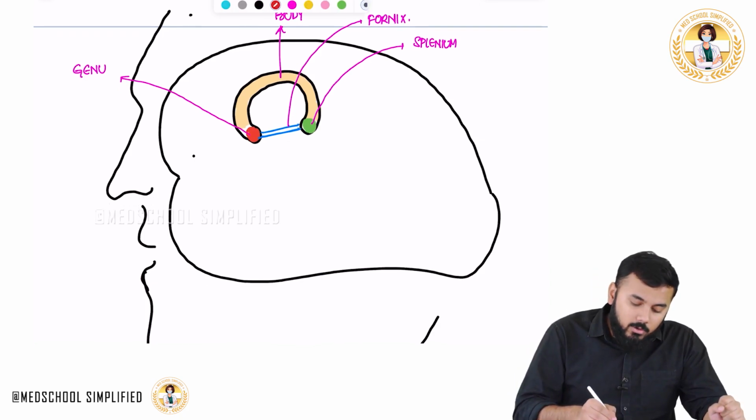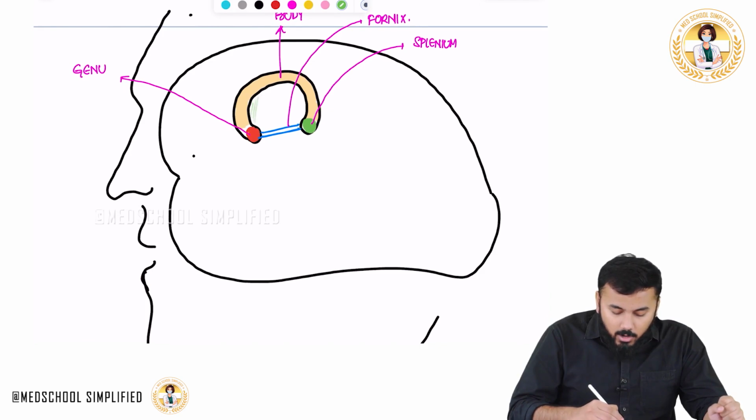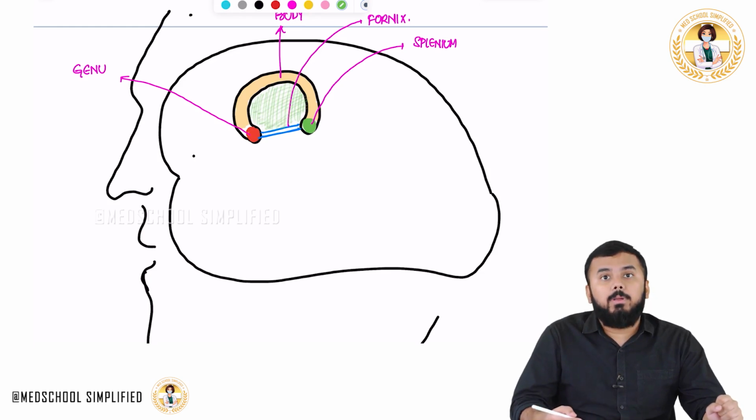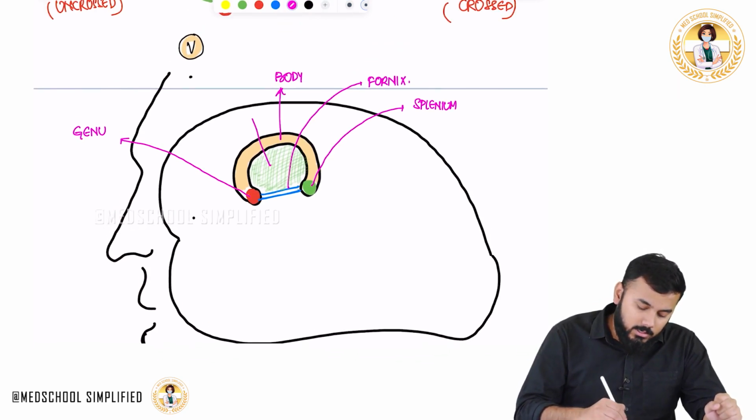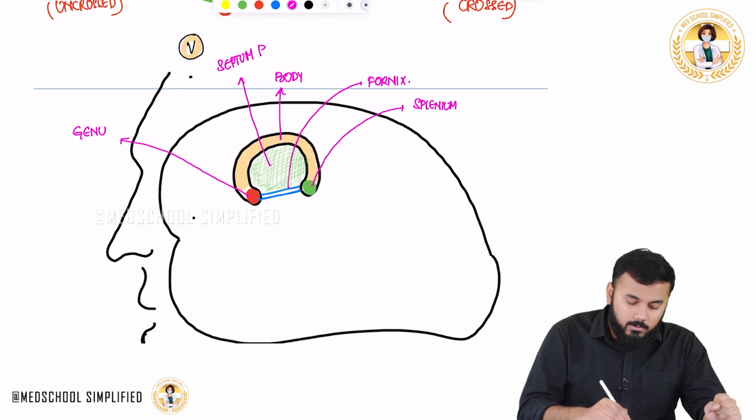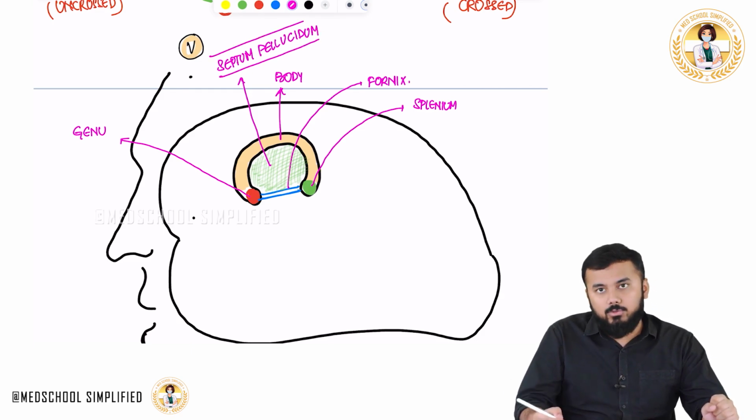And second important thing over here is that here you have got a structure between the fornix as well as the body of the corpus callosum. So this structure which I'm drawing right now here is called as your septum pellucidum. Okay, so what is this structure over here? This structure is called as your septum pellucidum. Okay, this particular structure over here is nothing but called as your septum pellucidum.